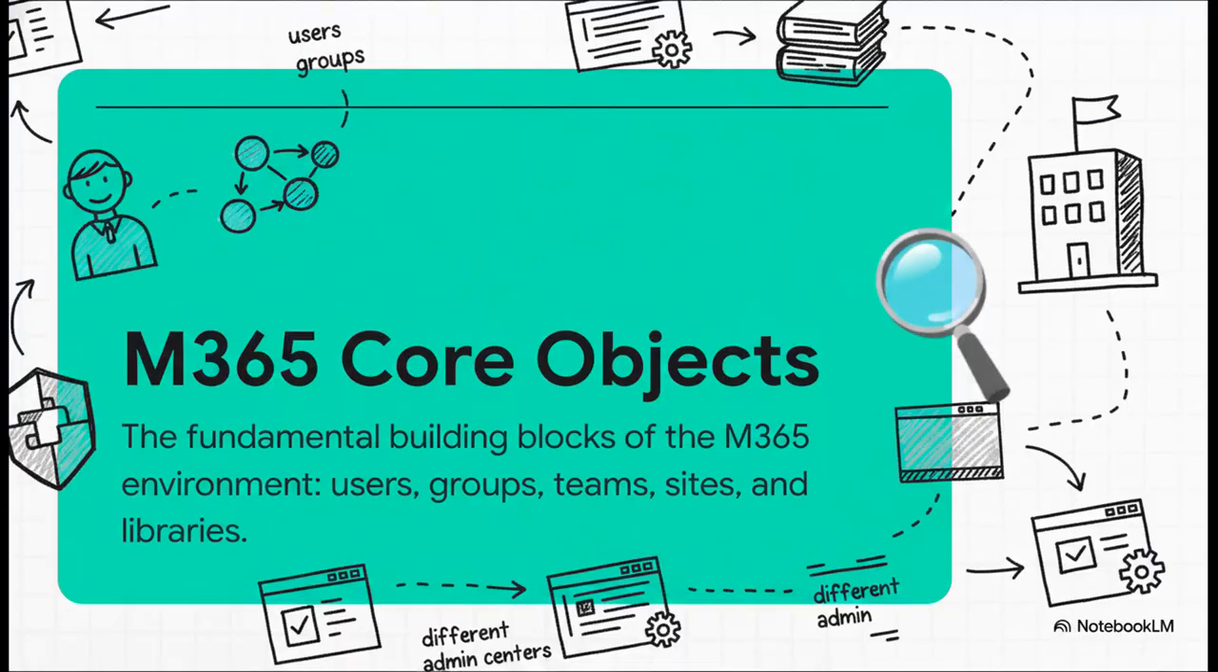So what are these core objects we keep talking about? Well, they're basically the nouns in the M365 grammar. You've got the user object in Entra ID, the group object that bundles users together, the team in the Teams Admin Center, and of course the SharePoint site and library where all the content is actually stored. Now, the first big challenge for any administrator, and a huge focus for the AB-900 exam, is that there is no single dashboard to manage all of them.